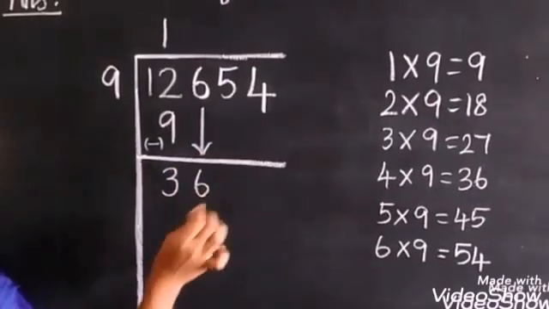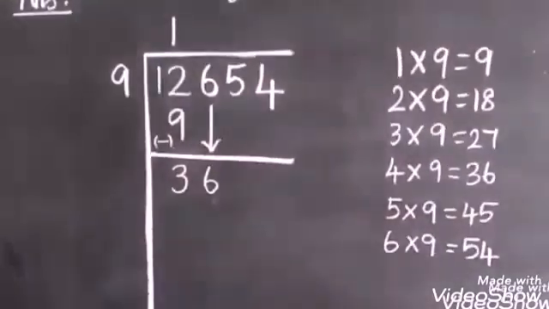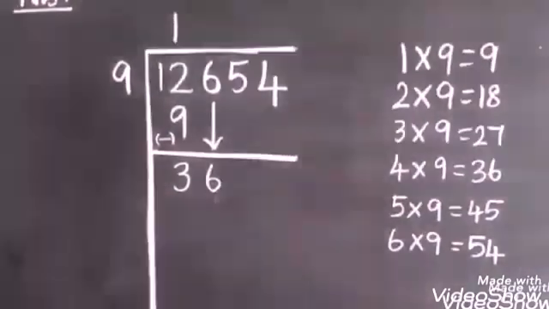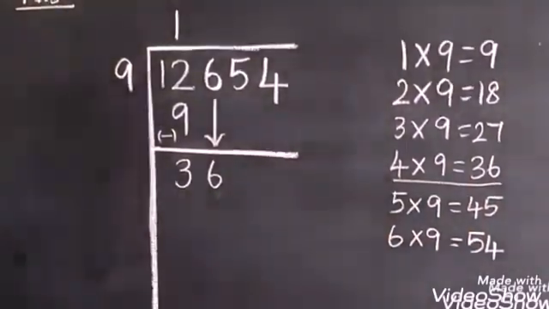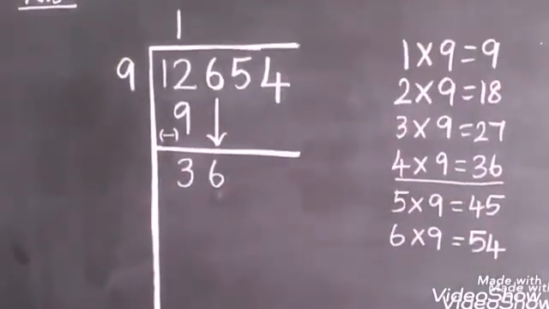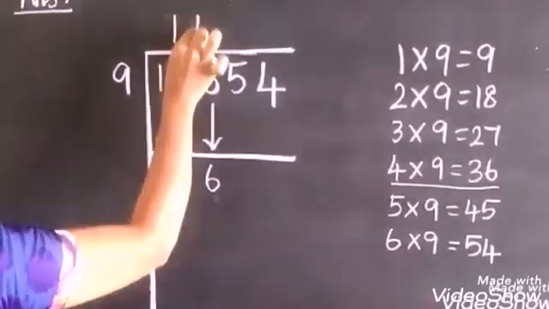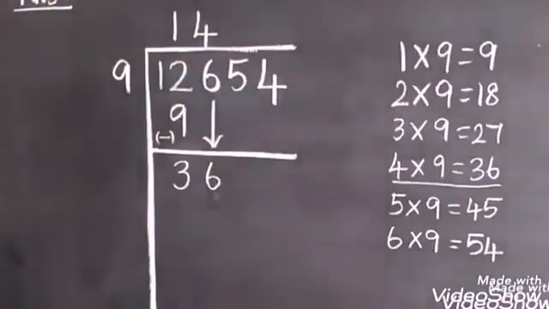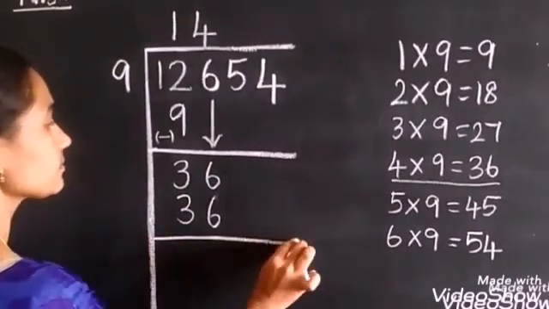Now we have 36. In the 9 table, 36 is how many times? Yes, 4 9s are 36. In the quotient place, what do we have to write? Yes, very good, 4. And then here 36. Now we have to subtract this. 6 minus 6.